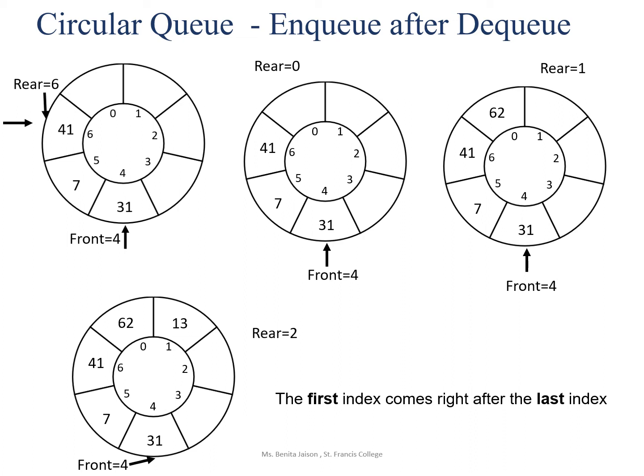Now, if you try to insert a number 62, it will be inserted into the location indicated by the first index, which was got by the circular increment of the rear pointer. Again, if you try to insert another number 13, it will be inserted by the circular increment of the rear pointer. Again, the next number 8 will be inserted into the location indicated by the circular increment of the rear index.